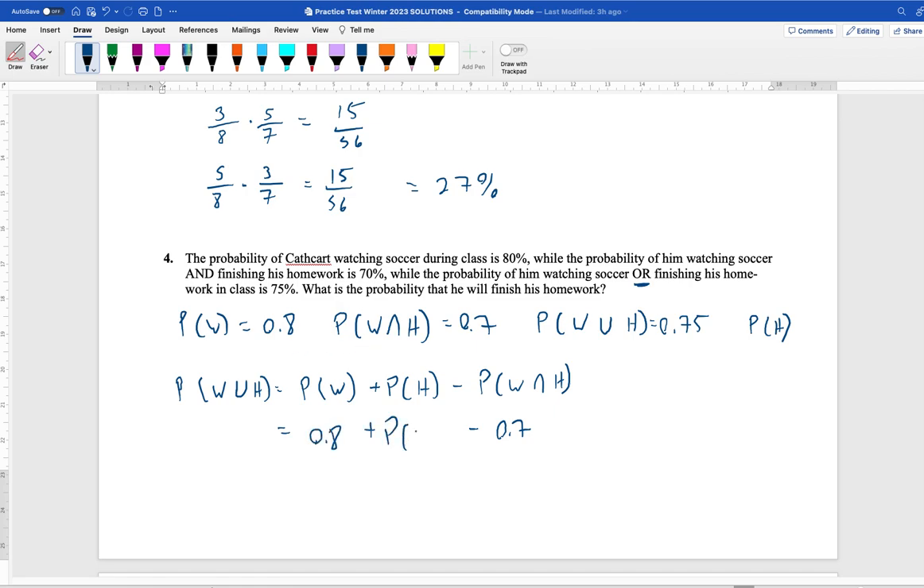And we don't know this part. But we know this part over here is 0.75. So I could put these two together, get 0.1 plus the probability of homework equals 0.75. Then move that over. 0.1 plus 0.75 equals the probability of homework, which equals 0. Should be a minus.